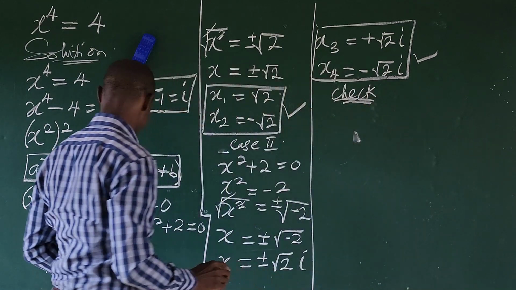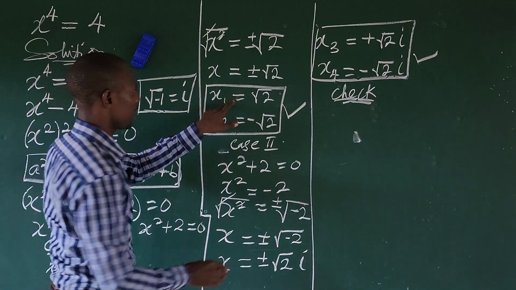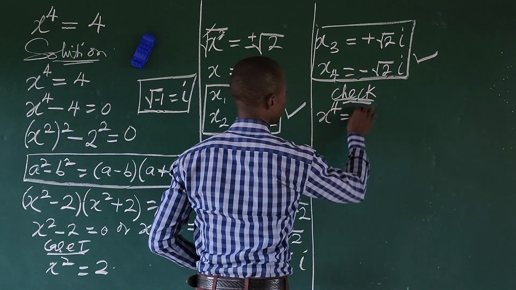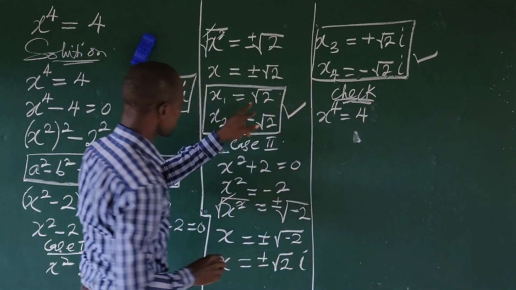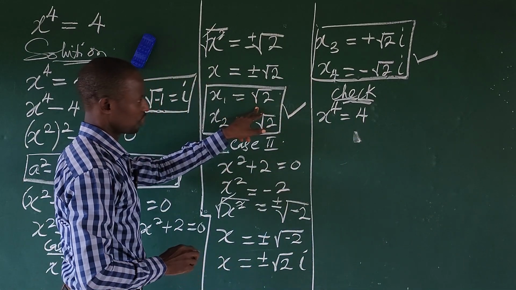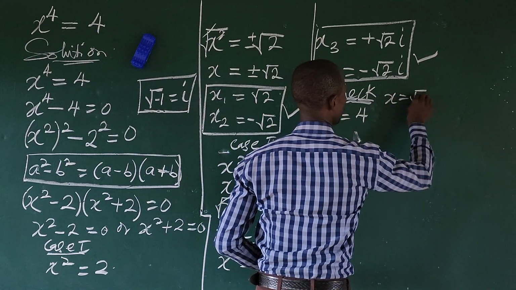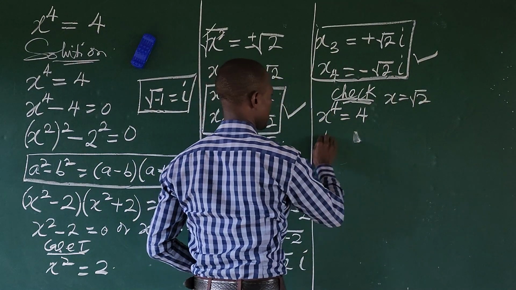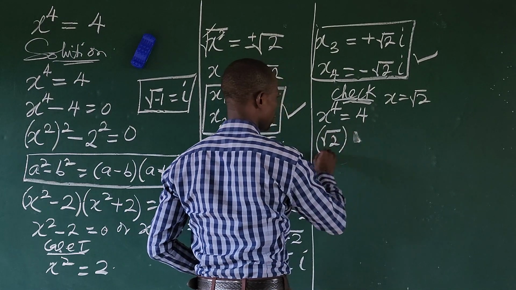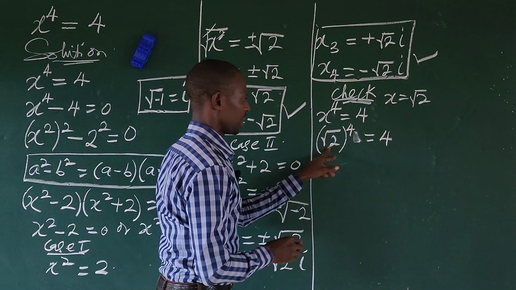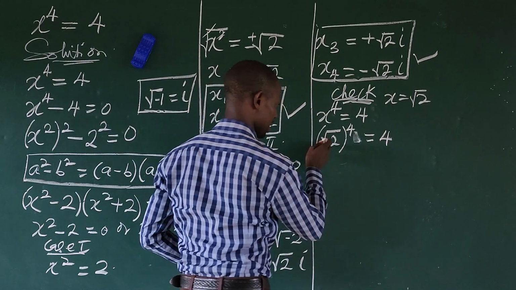We take the first 2 roots here. So the question is x to the power of 4 equal to 4. When x is the square root of 2, let's put in here the square root of 2 to the power of 4 equal to 4. We can rewrite this radical.